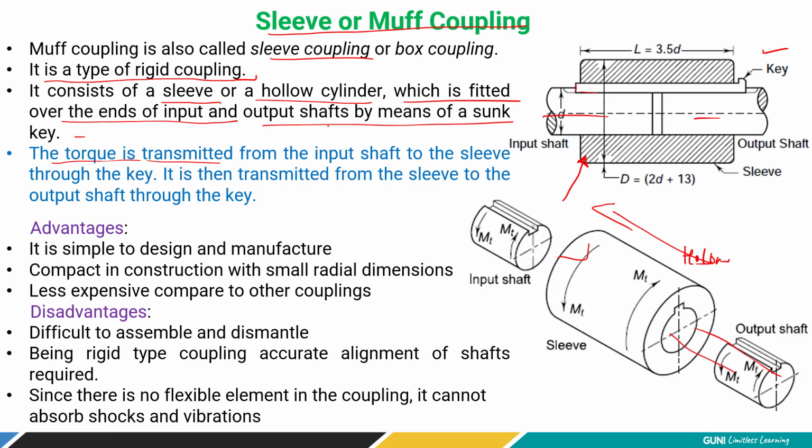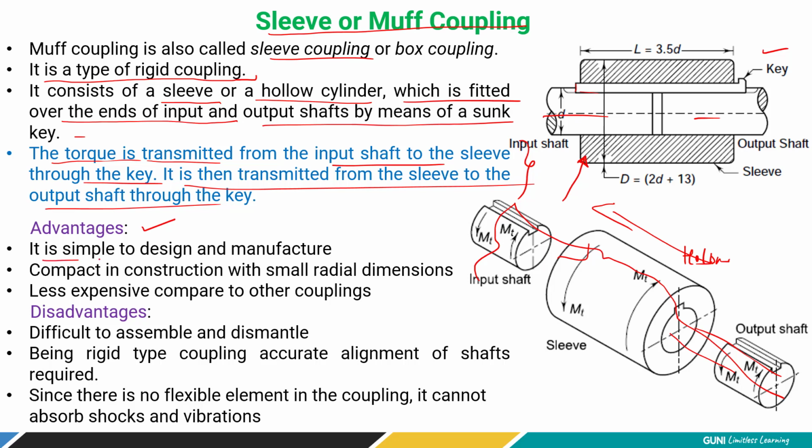The torque is transmitted from the input shaft to the sleeve through the key, then transmitted from the sleeve to the output shaft. This is how it works, right? So from here it goes to the key, then it goes to the sleeve coupling, then it goes back to the key, and then back to the output shaft. This is how the torque is transmitted. Now, what is the advantage? What kind of advantage is offered with respect to flange coupling and other types of coupling?